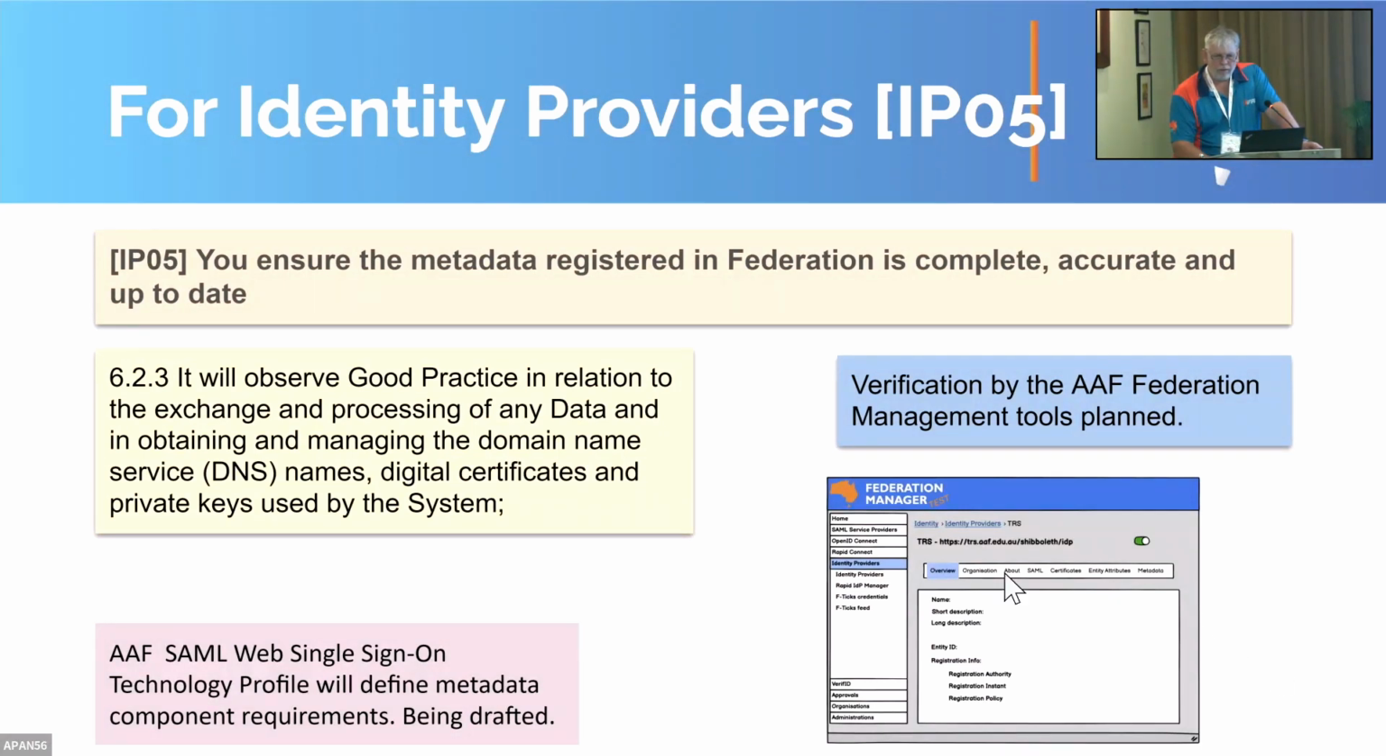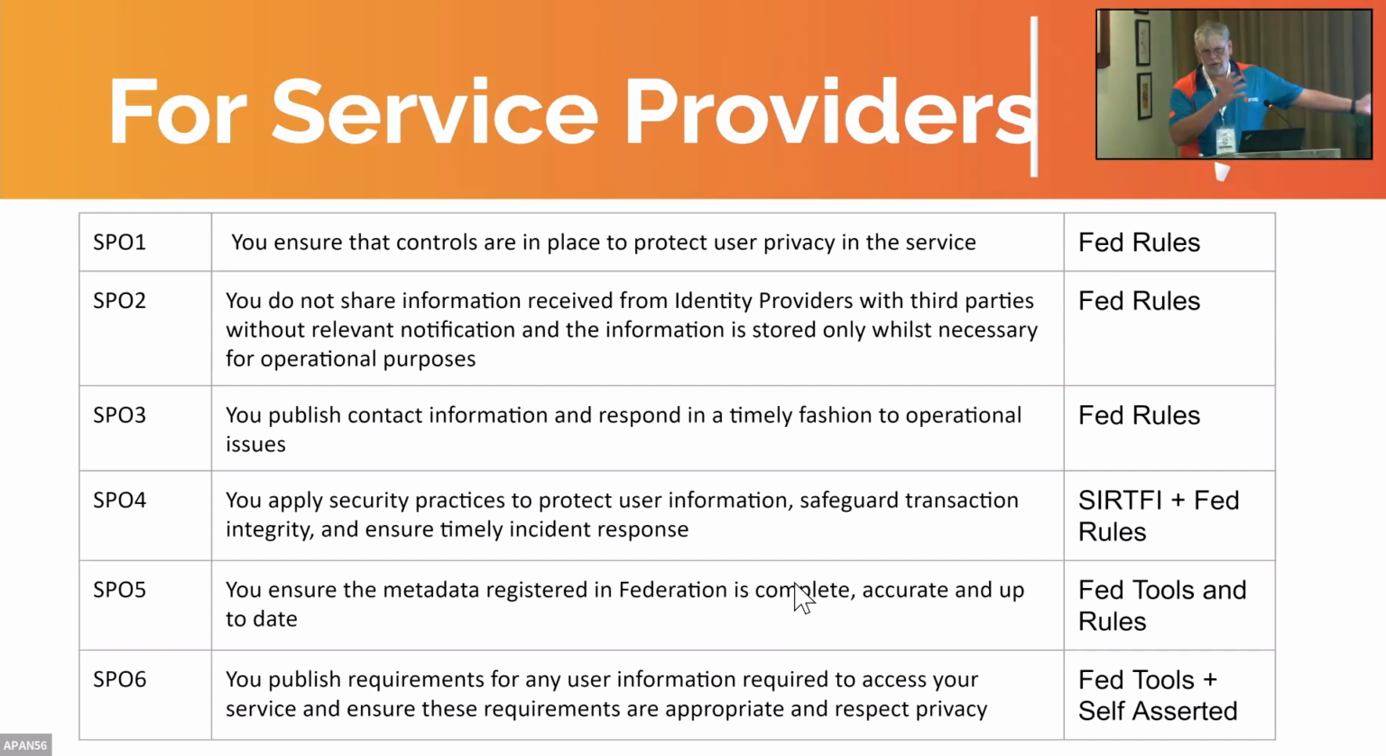We also have our Federation registry tool be able to detect any anomalies or bad metadata once we have our, what do we call it, our SAML policy, or SAML stuff defined, and the AF Web single sign-on technology profile, which is a piece of work I'm working on. We'll define what metadata components are required, and so our tooling will then verify that those required pieces are actually part of an IDP's metadata. So that's what we're doing for our IDPs.